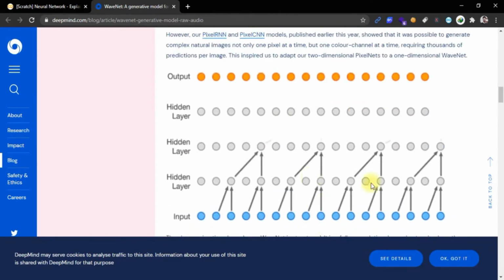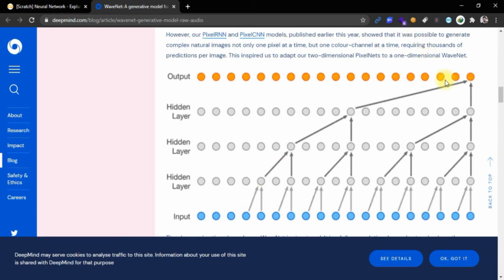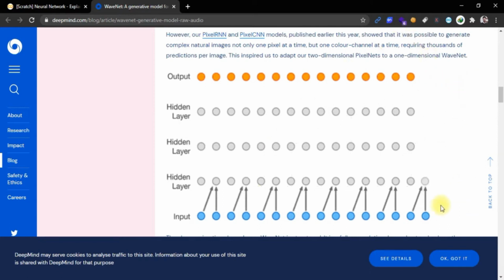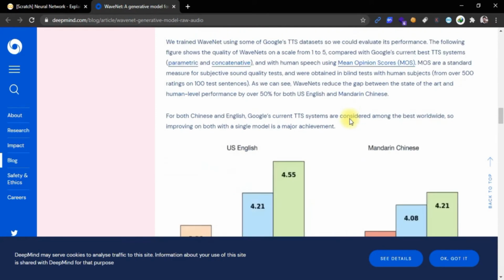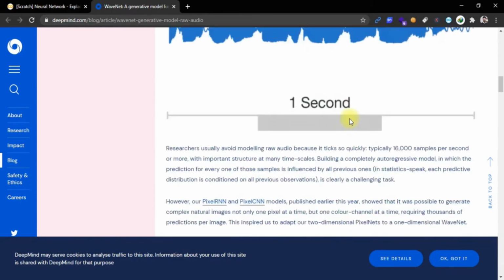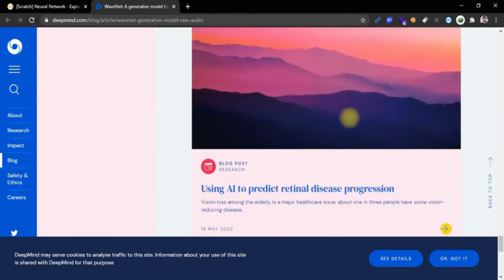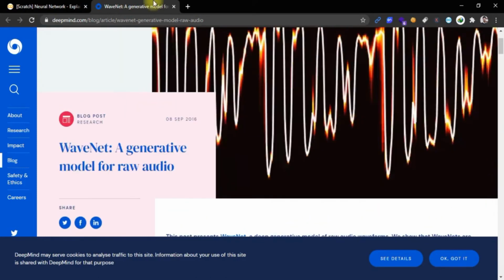Like in this image you see that if I give the data to the network, it gets an output, and that output is its next input. In this way it can generate music. So you can surely go to this link and read the whole thing. You can basically understand what audio generation is.